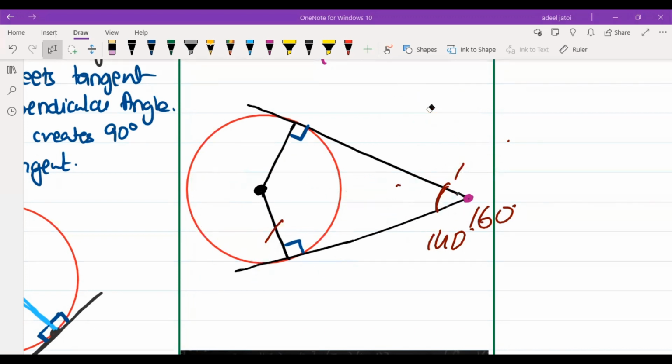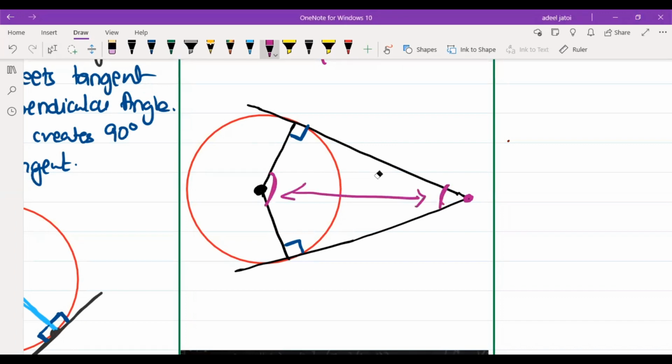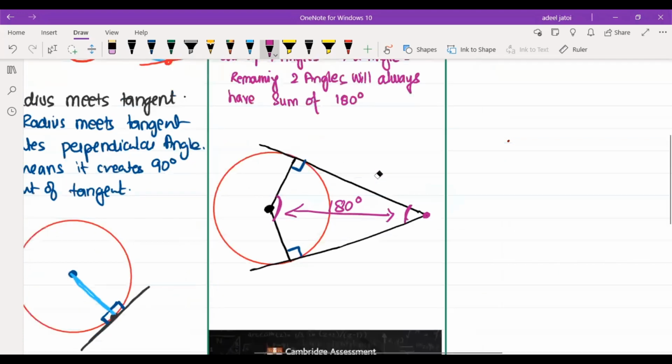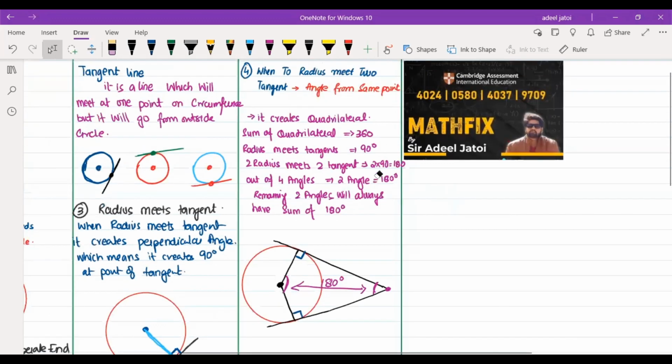Because these two angles will make a sum of what? 180 degrees. So considering this, when the two tangents meet two radiuses and those two tangents meet at the point outside the circle, it creates a quadrilateral. With two radiuses meeting two tangents, it creates 90-degree angles. So the remaining 180 degrees will be what? The sum of the two remaining angles, which will be equal to what? 180 degrees.